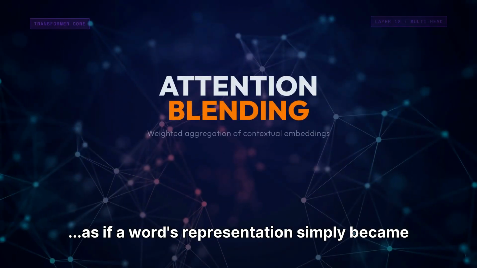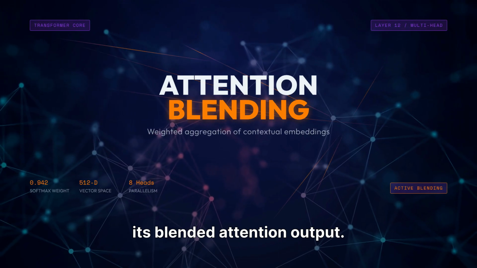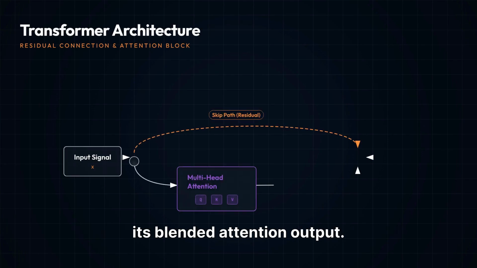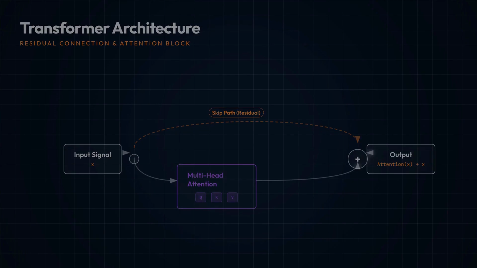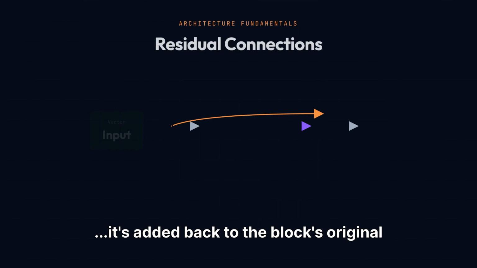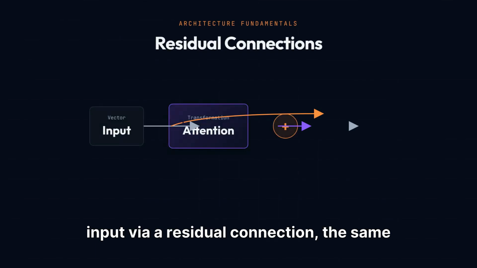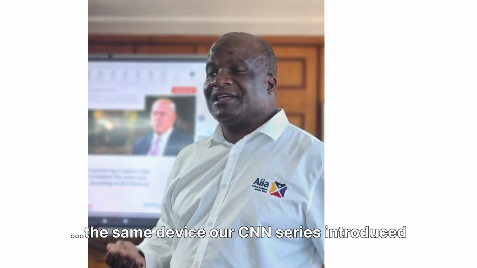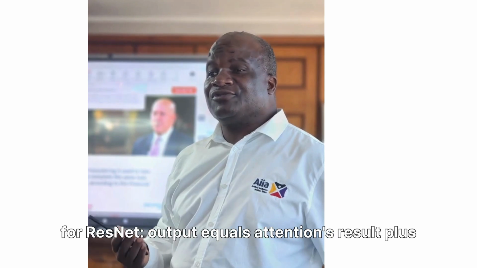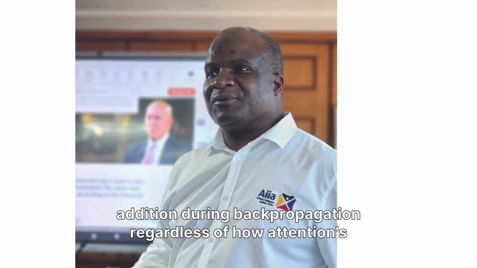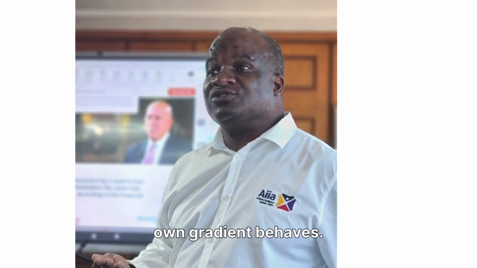Part 1 described attention as if a word's representation simply became its blended attention output. In a real transformer, it's added back to the block's original input via a residual connection, the same device our CNN series introduced for ResNet. Output equals attention's result plus the original input, letting the gradient flow straight through the addition during backpropagation regardless of how attention's own gradient behaves.